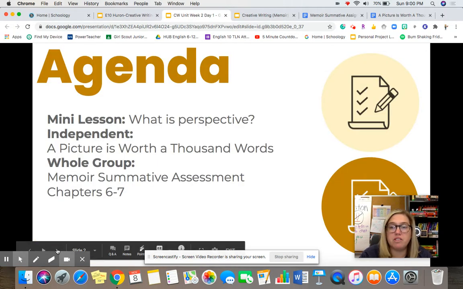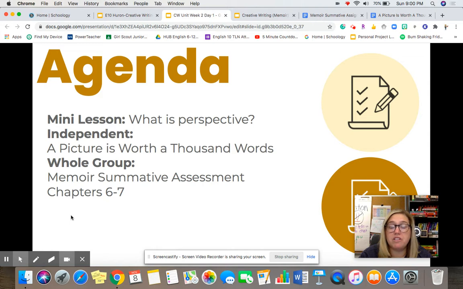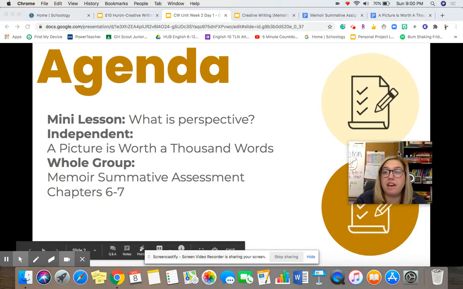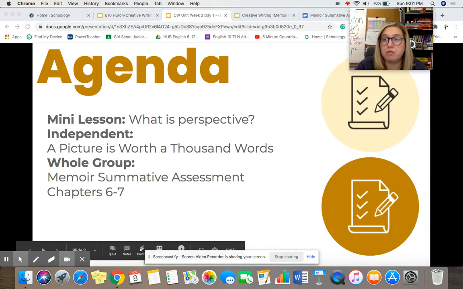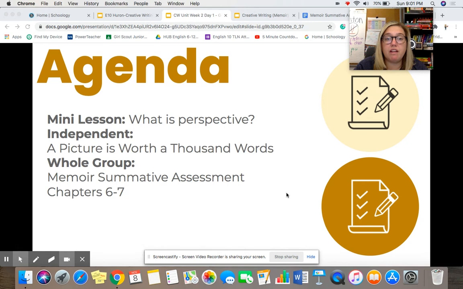Okay, so today we're going to talk about what perspective is, and the activity that we're going to do to talk about perspective is A Picture Is Worth 1,000 Words. You can also see that assignment in Schoology. And then we're going to talk about the memoir assessment so that you have an idea of what's coming up at the end of the unit. It helps you prepare. And chapters 6 and 7 are what you are responsible for today.